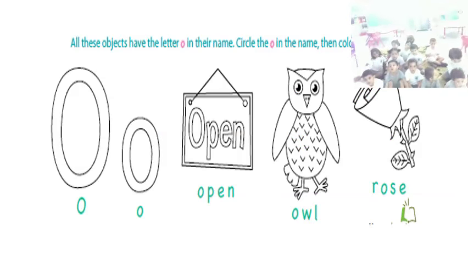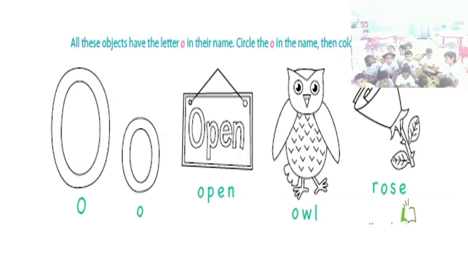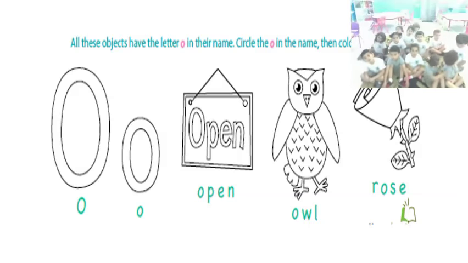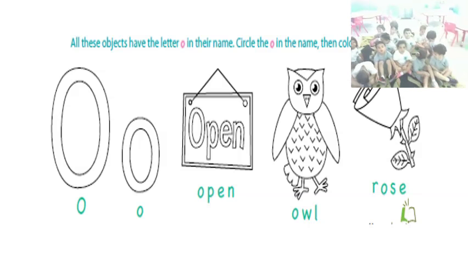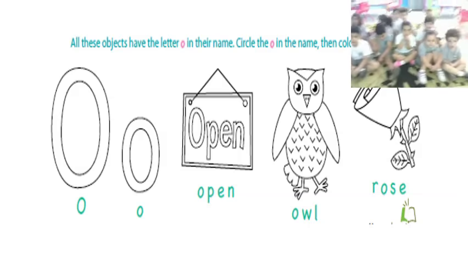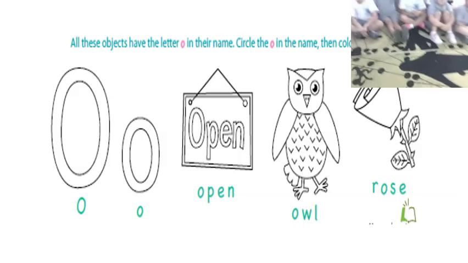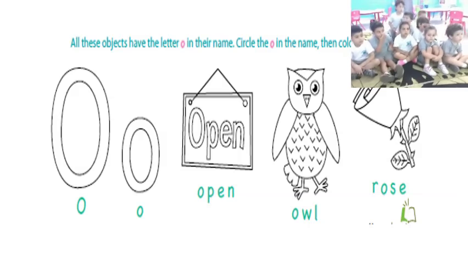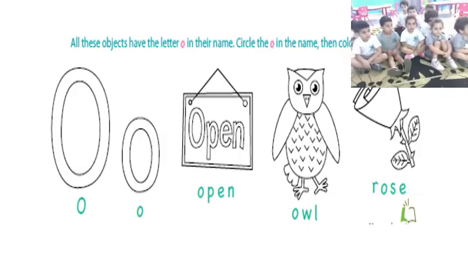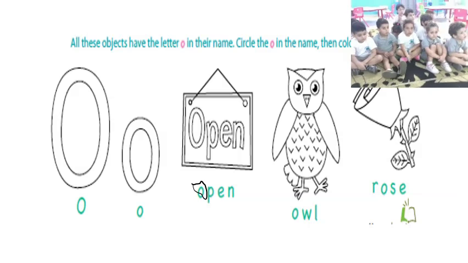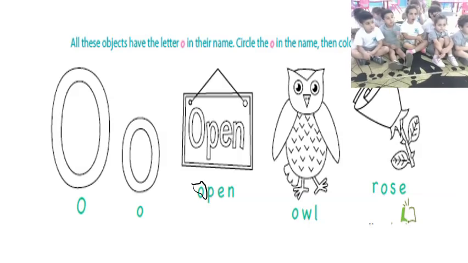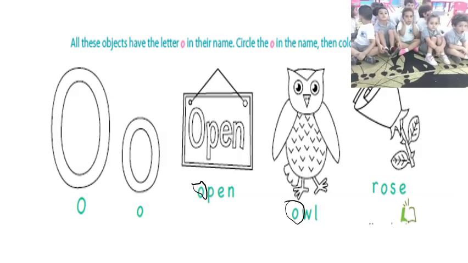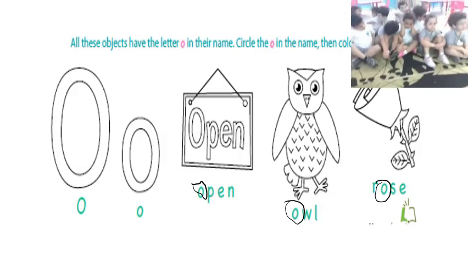Okay, now we have objects that have the letter O in them. We have to circle letter O. I want one of you to come and circle for me letter O. Celine, come here. Circle for me letter O in the word open. Good. In the second word, letter O. Good. And in the word rose, where's the O? Good. Bravo, Celine. Clap for Celine.